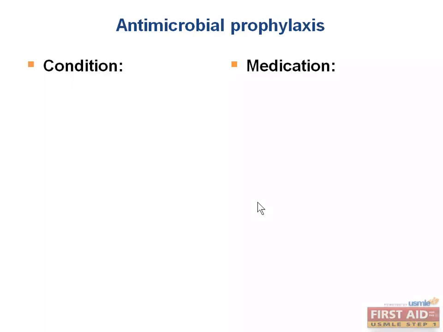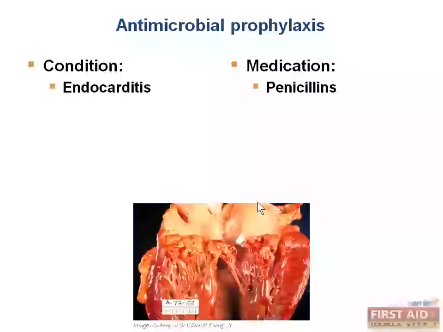So now we're going to talk about antimicrobial prophylaxis. In certain patient populations, prophylaxis against organisms is certainly warranted. This image shows some of the vegetations on the mitral valve seen in bacterial endocarditis. Part of the penicillin family, such as amoxicillin, is used in endocarditis prophylaxis in susceptible patients who undergo dental procedures.